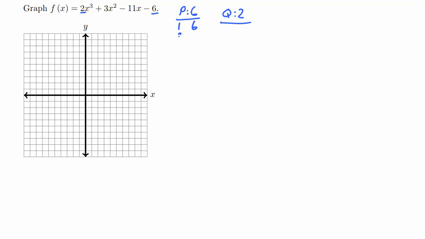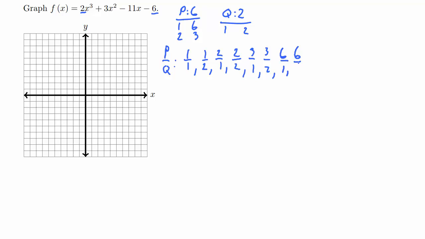So the factors of 6 are 1 and 6 and 2 and 3. The factors of q are 1 and 2. So we're going to write down every possible rational zero, starting with every possible p over q. So that's 1 over 1, 1 over 2, 2 over 1, 2 over 2, 3 over 1, 3 over 2, and 6 over 1, 6 over 2.